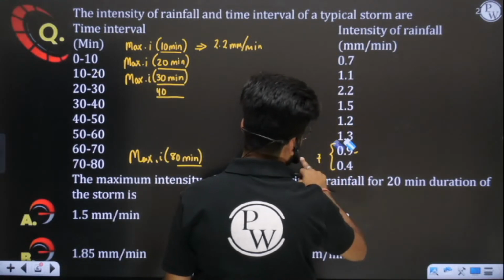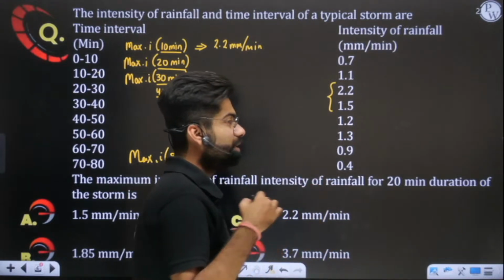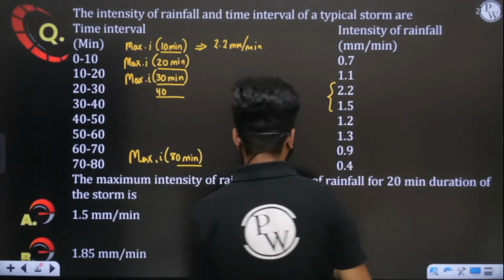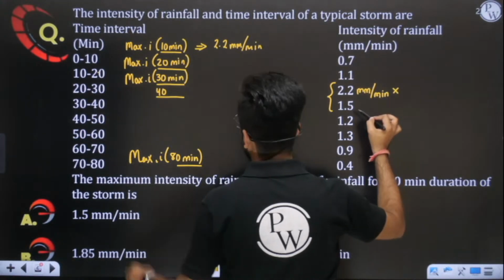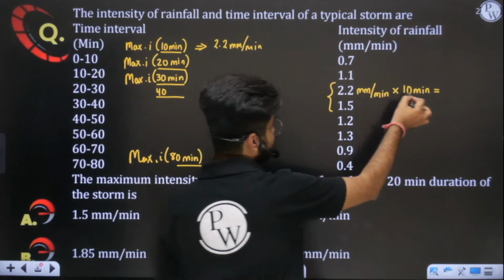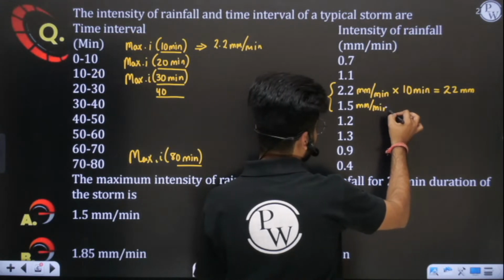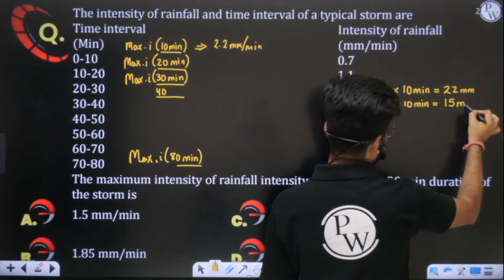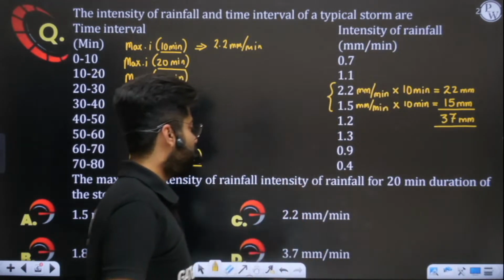So how do I find the answer here? In this 20 minutes, you will see maximum rainfall is there. This is 2.2 mm per minute, and the rainfall is for 10 minutes. So how much is the rainfall? Every minute 2.2 mm multiplied by 10, this is 22 mm. In the next 10 minutes we have a total rainfall of 15 mm. Sum it up: 37 mm. We have to find intensity.